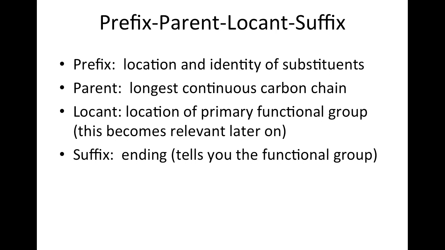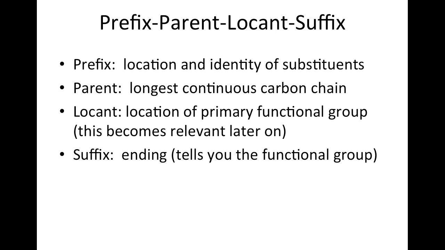All right, let's get started with the naming. So the naming has 4 components. There's the prefix, parent, locant, and suffix. The prefix is going to tell you the location and identity of the substituents. And by substituents in this video I'm really referring to branches, but we'll see later on that substituents can also mean a functional group as well.